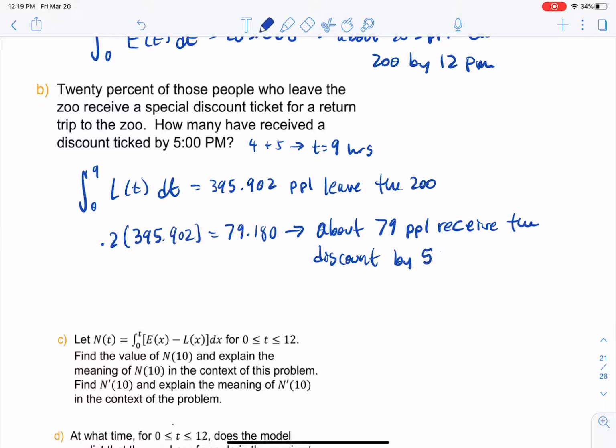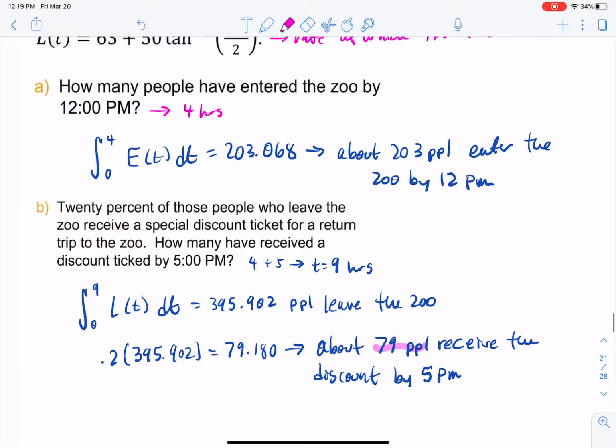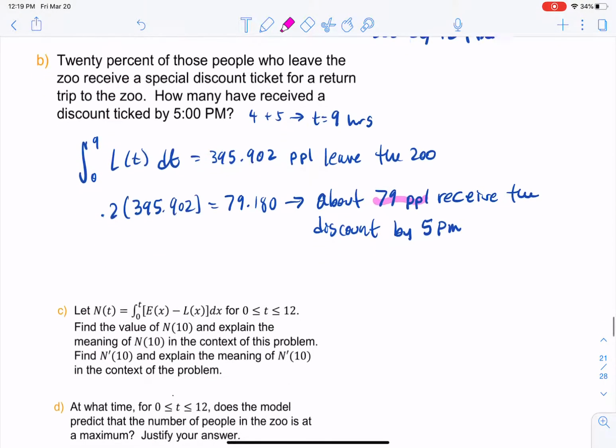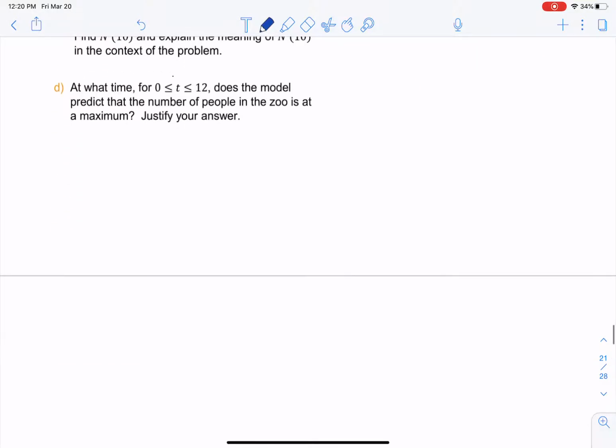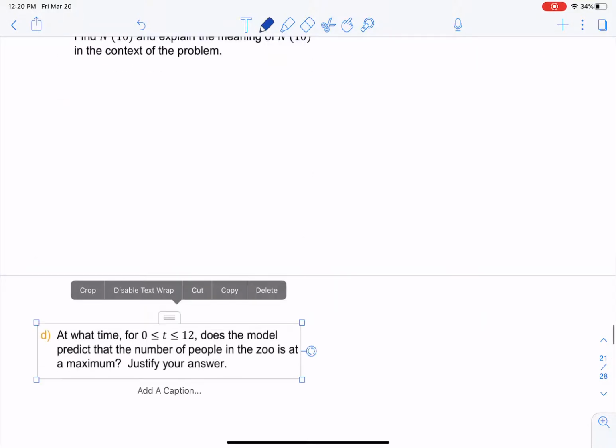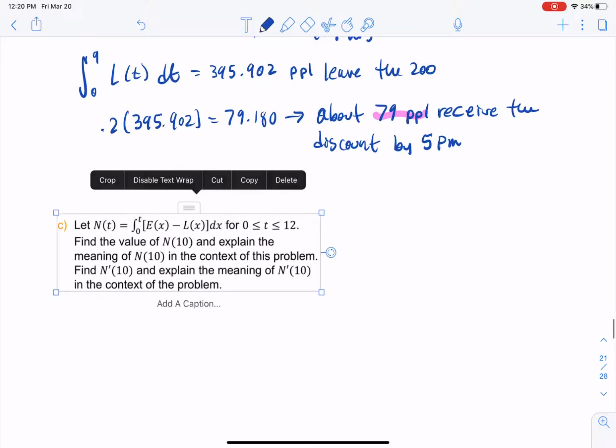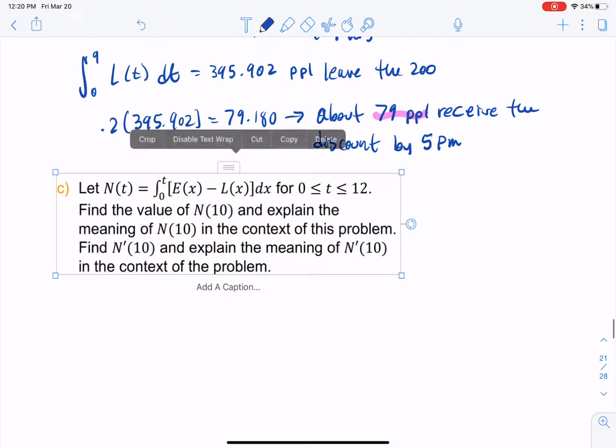By 5 p.m. Have I been highlighting my answers? I don't think that I have. Okay, let's look at part C, shall we? Part C, enlarge. Done.